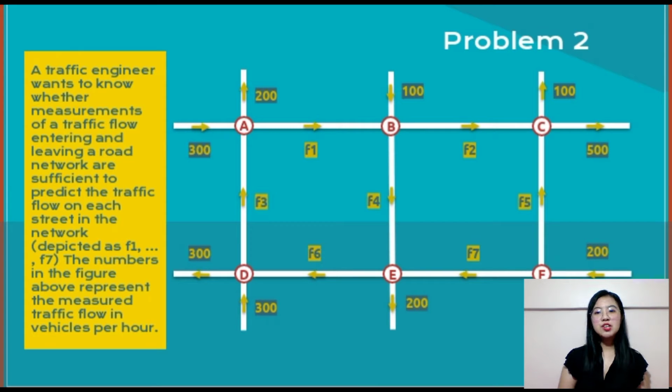A traffic engineer wants to know whether measurements of traffic flow entering and leaving a road network are sufficient to predict the traffic flow on each street in the network, depicted as F1 to F7. The numbers in the figure above represent the measured traffic flow in vehicles per hour. It also includes the illustration we have to solve.